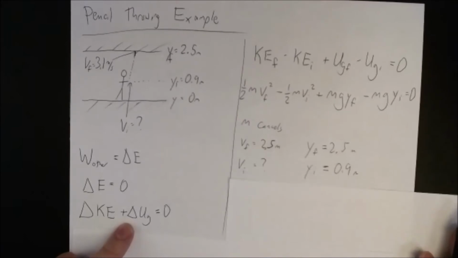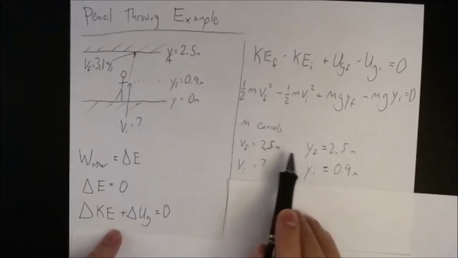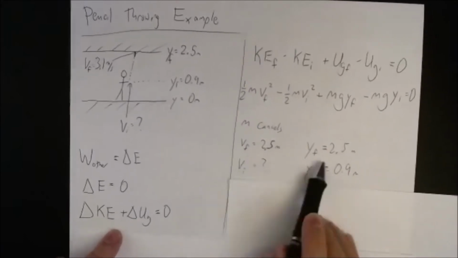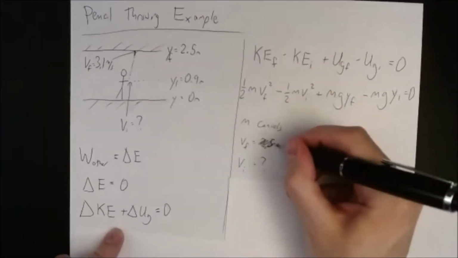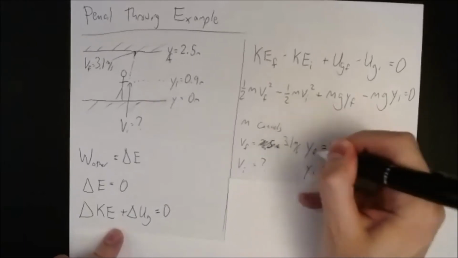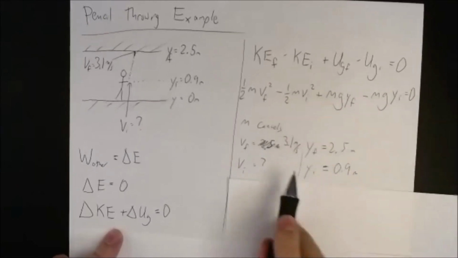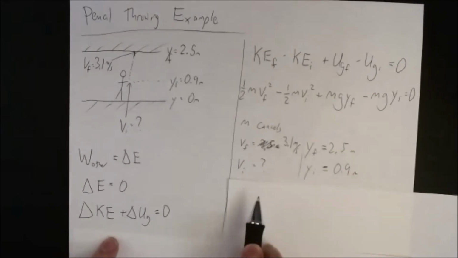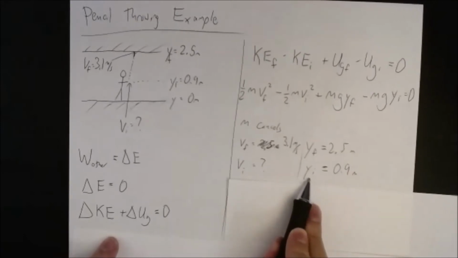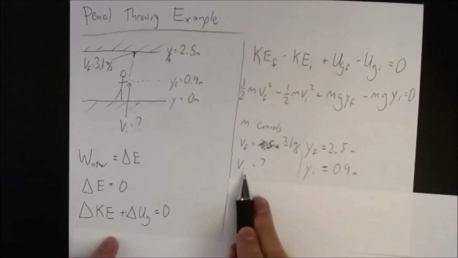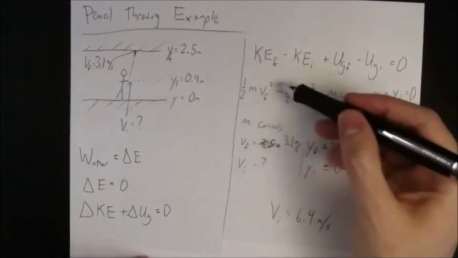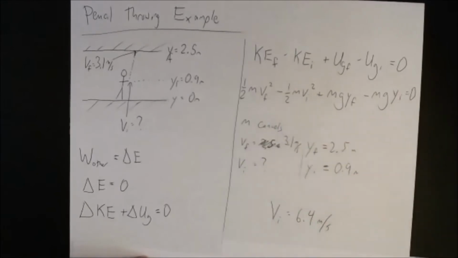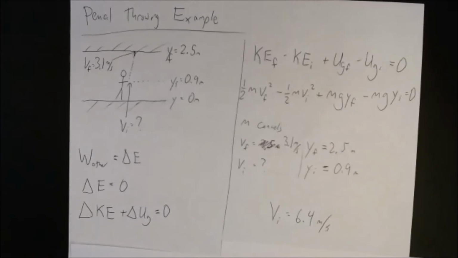We know the initial conditions. The final velocity is, not 2.5 meters, it's 3.1 meters per second, excuse me. Final height is 2.5 meters. Initial height was 0.9 meters. Initial velocity is what we're looking for. You plug everything in, canceling out the m, and you can find that the initial velocity must have been 6.4 meters per second.